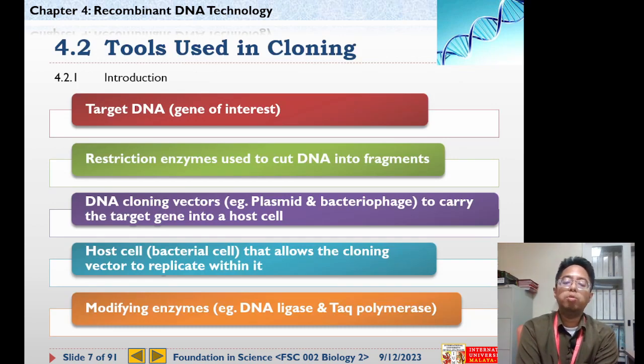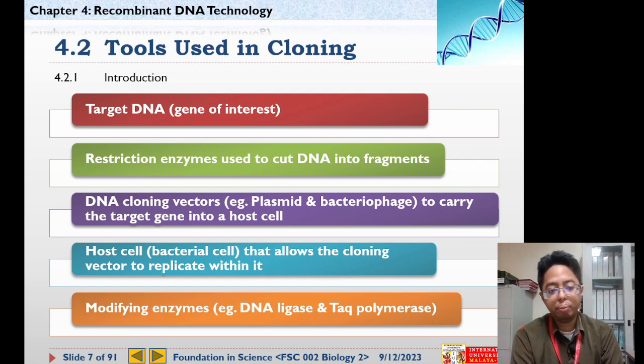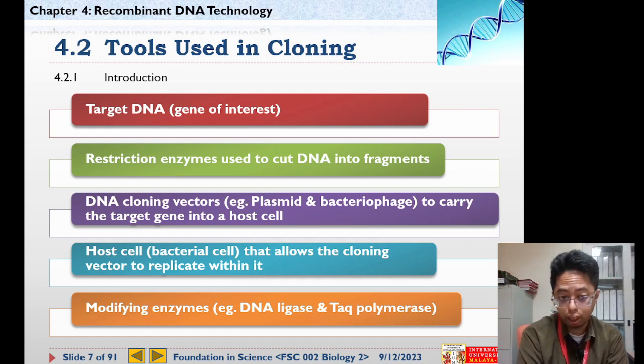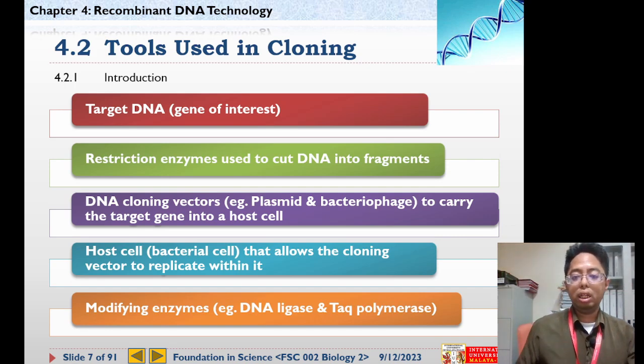So what are the tools needed for DNA or gene cloning? First of all, we must have target DNA, the DNA that you want to use, and then the restriction enzyme used to cut the DNA into fragments. DNA cloning vectors like plasmid or bacteriophage carry the target gene to the host cell, like a taxi. The host cell is the one that will be the acceptor of this new DNA. And then lastly, the modified enzymes like DNA ligase and Taq polymerase. We need these as tools to combine DNA together, or maybe to clean up whatever DNA is left over.